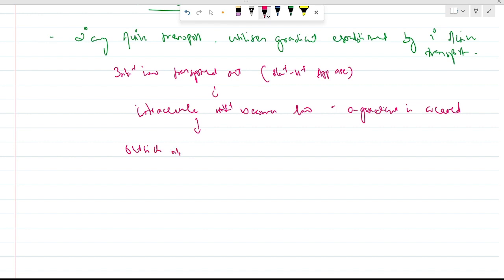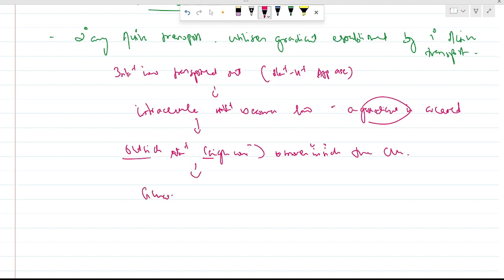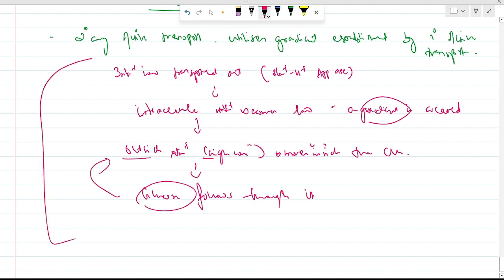Outside sodium, which is in higher concentration, moves inside the cell. Glucose follows through it. Glucose follows this sodium. This is the conclusion of the whole drama.